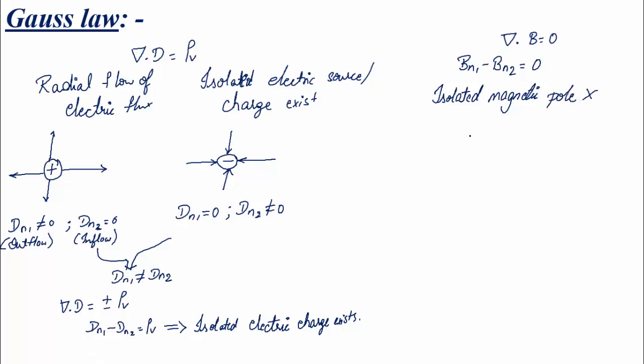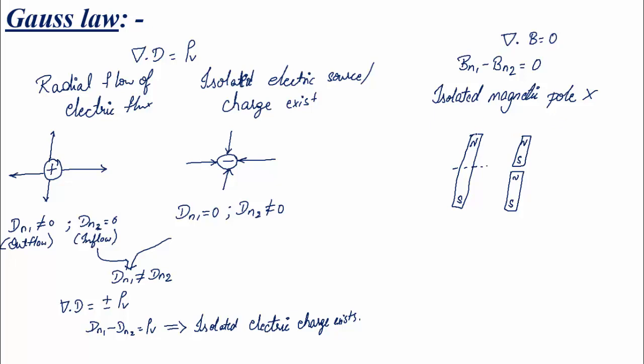This is very, very important. Suppose you consider any bar magnet of your choice. In the bar magnet you will have a north pole and a south pole. Suppose I divide or break the bar magnet, what I will be getting is again a north pole and a south pole. So isolated magnetic pole will not exist.